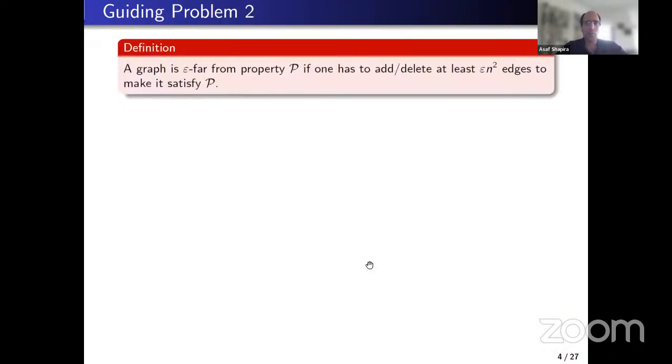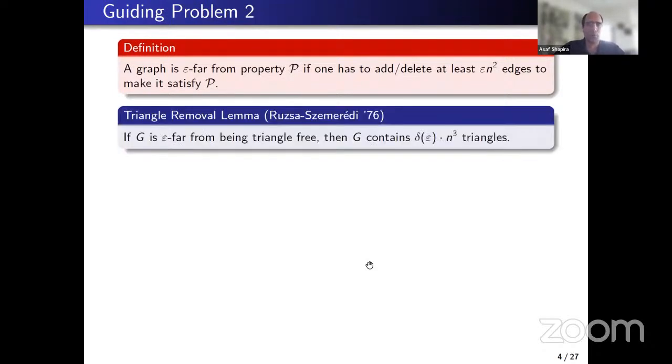To state the removal lemma, we need a definition that will be used many times in this talk. We say that a graph on n vertices is epsilon-far from some fixed property P if one needs to add or delete at least epsilon n squared edges to make it satisfy the property. Meaning that because a graph has potentially n squared edges, we should modify a positive proportion of the graph's representation to make it satisfy the property.